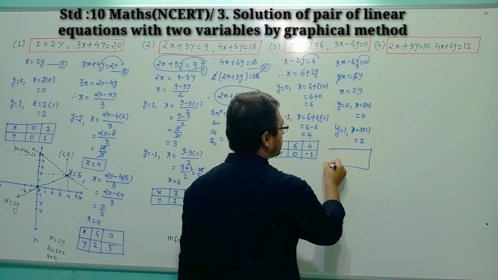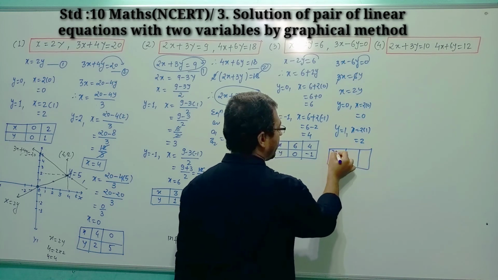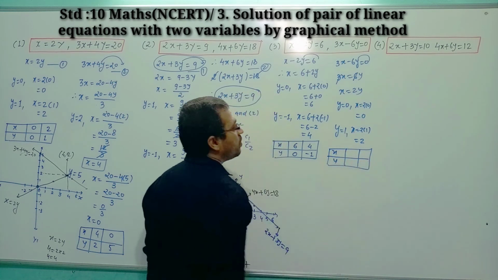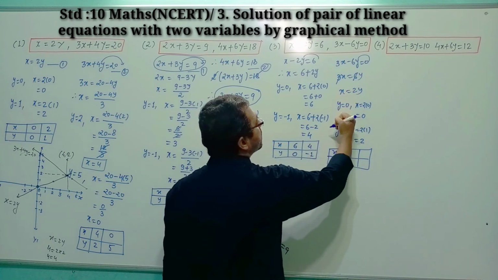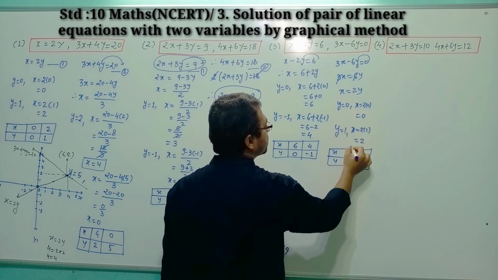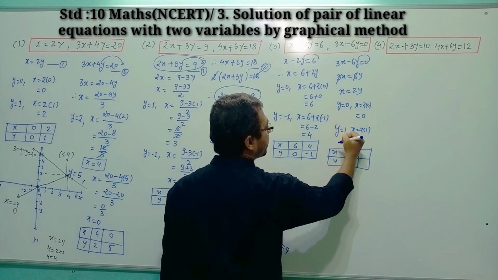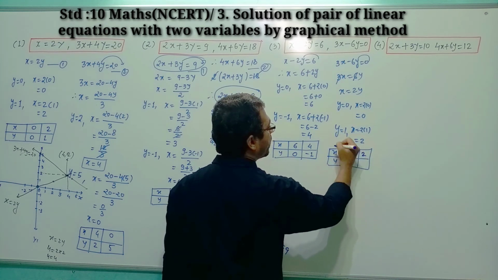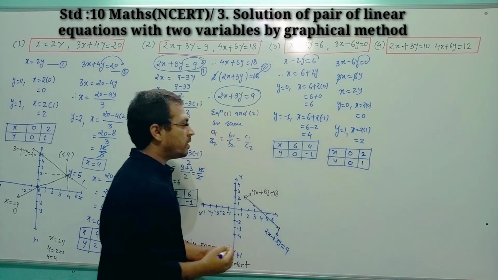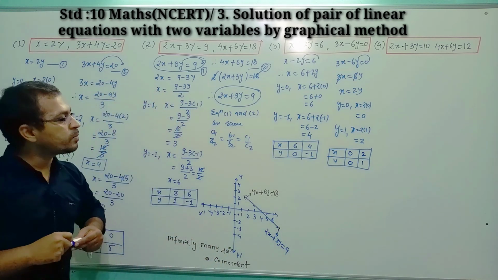Again you can tabulate these points, x and y. In the very first solution the value of x is 0 and the value of y is 0. Here you are getting the value of x is 2 and the value of y is 1. Okay students, now we can plot these points on the graph.